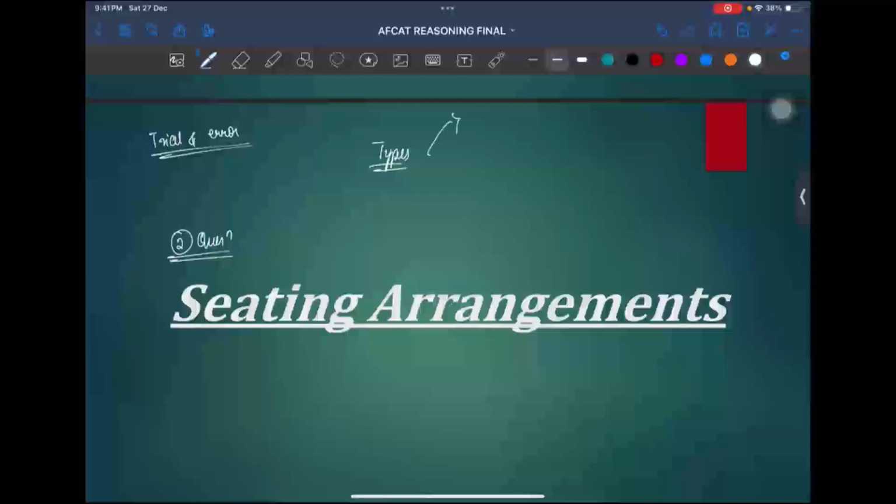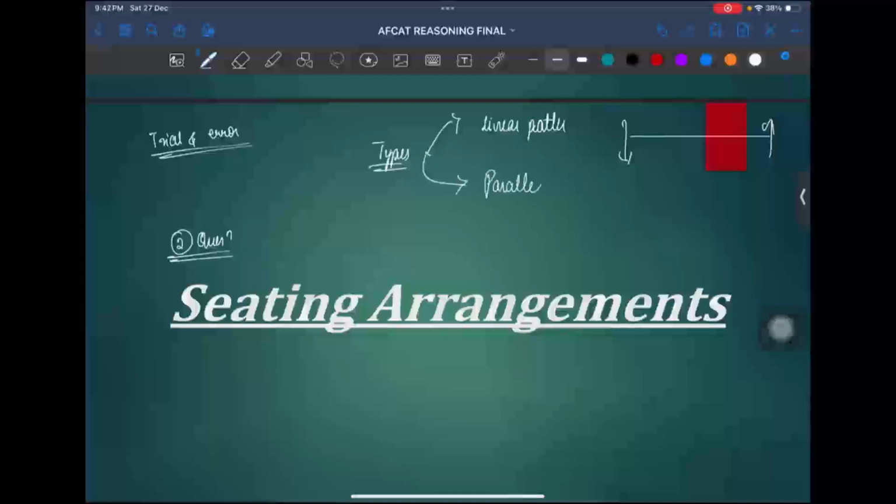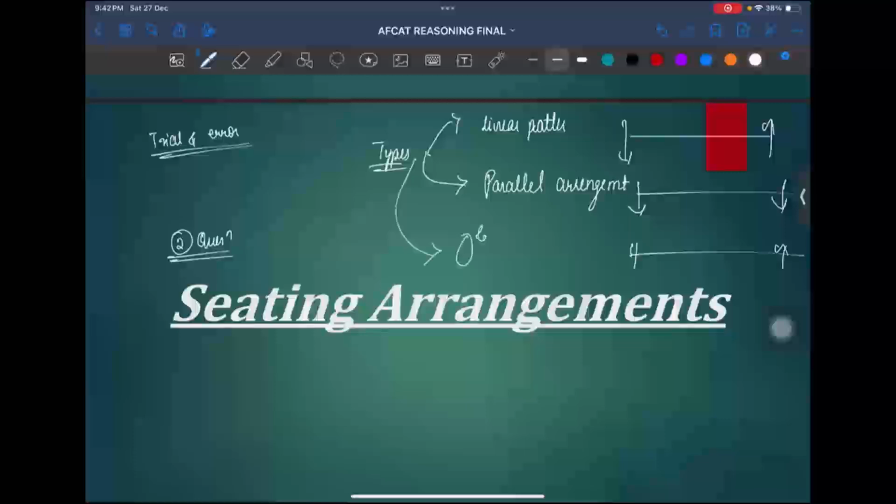There are majorly three types of questions. One will be the linear pattern based. Linear pattern in the sense they will just say a person is sitting on a bench facing towards north or facing towards south. This is the type 1 question. The second one will be parallel arrangements, in the sense there will be two lines where a few people are sitting opposite to each other. And the third one will be circular or rectangular or square based.